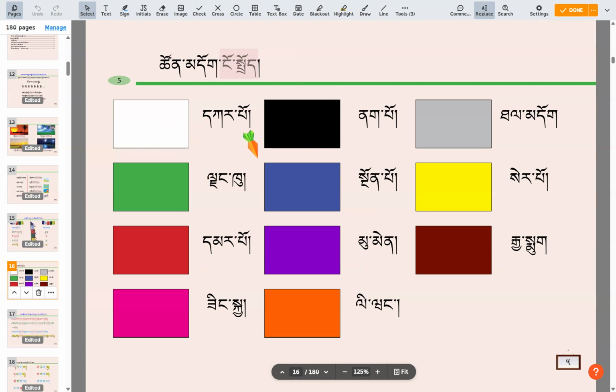White is karpo. Black is nakpo. Gray is teldo. Green is jangku. Blue is ngömbo. Yellow is serpo. Red, marpo. Purple, mumen. Brown, gyamuk. Pink, sinkya. Orange, liwang.